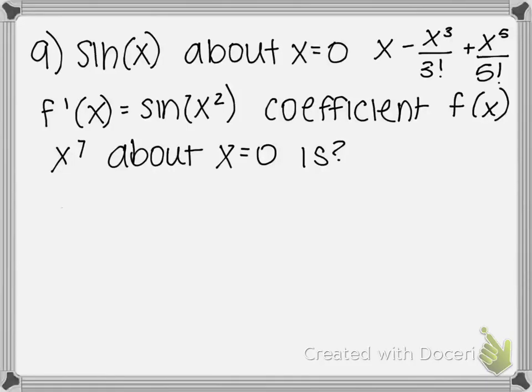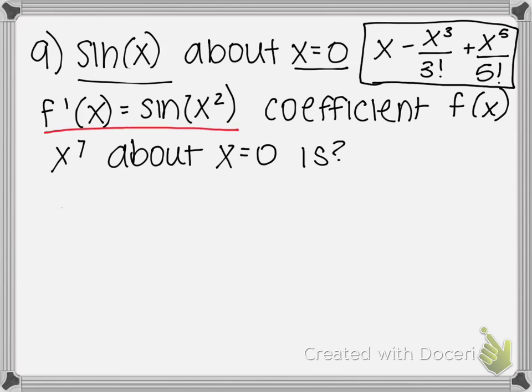For problem 9, it states that sine of x about x equals 0 is x minus x to the power of 3 over 3 factorial plus x to the fifth over 5 factorial. This is a Taylor series for sine of x, and we're given that f prime of x equals sine of x squared, and we're being asked to find the coefficient of f of x when it's x to the power of 7 about x equals 0.